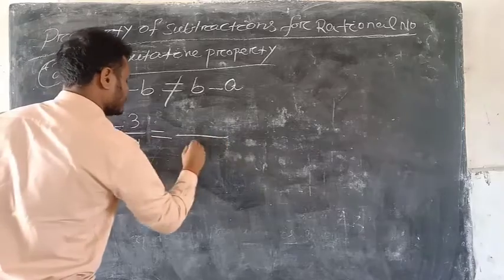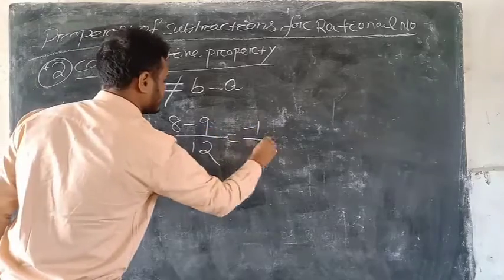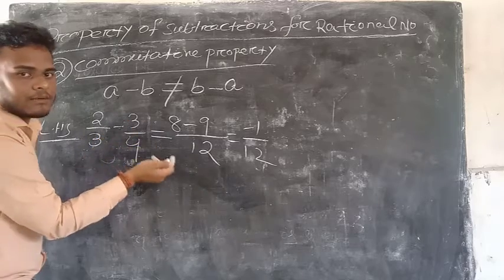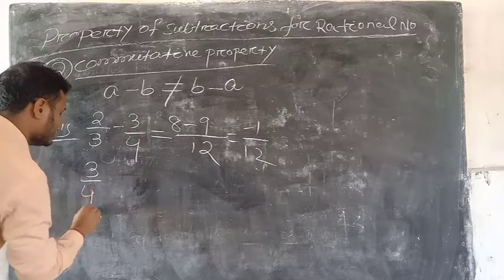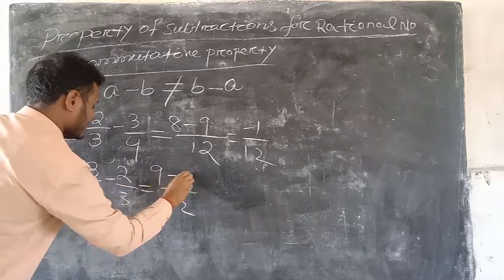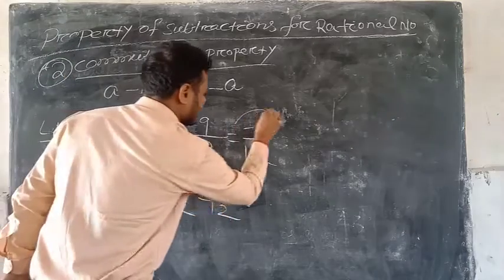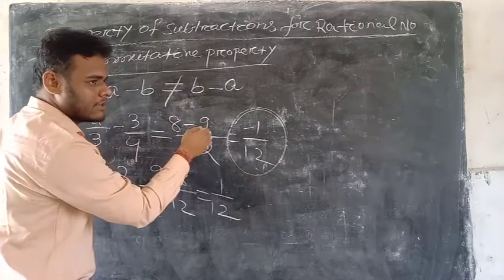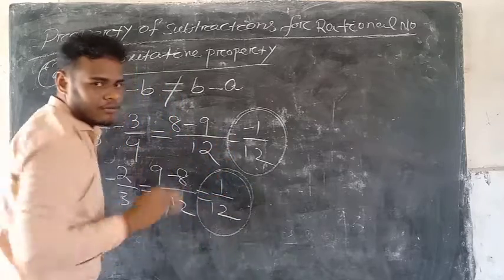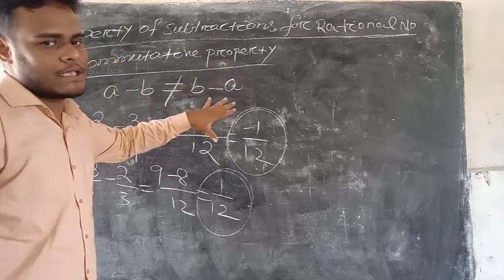The LCM is 12: 2/3 is 8/12 and 3/4 is 9/12, so 8 minus 9 gives minus 1/12. Now I will swap the first term and the second term, like 3/4 minus 2/3, which is 9 minus 8 over 12, equal to 1/12. So in the LHS the answer is minus 1/12, and in the RHS the answer is 1/12. So these two are not the same. It means the commutative property for subtraction doesn't satisfy the condition.